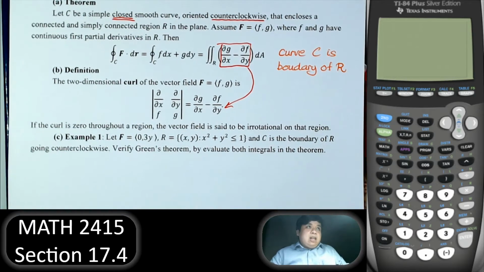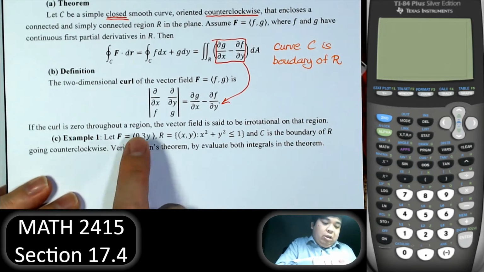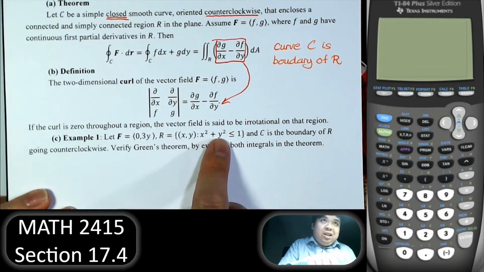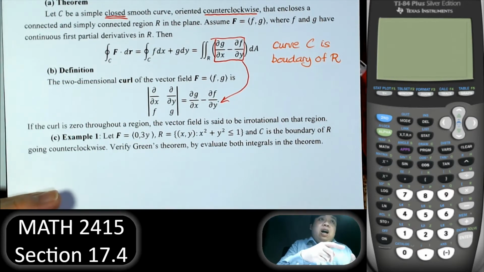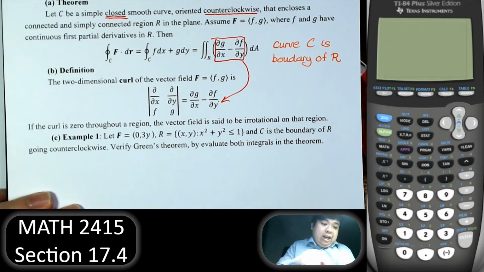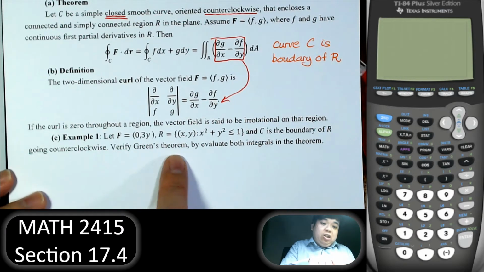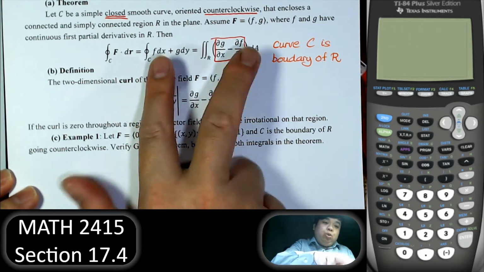Right. Now let's look at the first example here. Let the vector field be 0, 3y, and the region R the unit disk, and C the boundary of R. So if it is the unit disk, the boundary is the unit circle, and we have to specify that it is counterclockwise. Now verify the Green theorem by evaluating both integrals in the theorem. So we're going to do both of these.